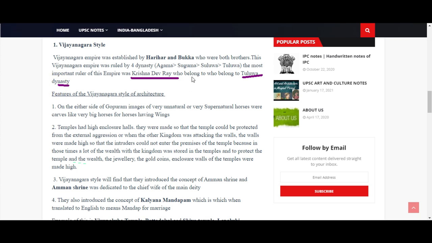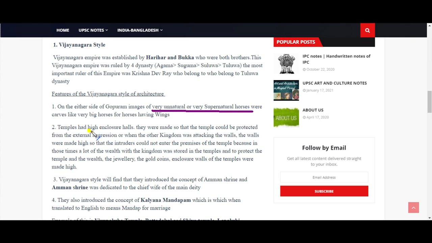Now we move ahead to the features of the Vijayanagara temple architecture. So the first feature is that on either side of the Gopuram, we find very unnatural or supernatural images of horses carved. These horses were very big in size, and we won't be able to find horses of this massive size in the real world. Or they carved horses having wings, that also we won't be able to find in the real world.